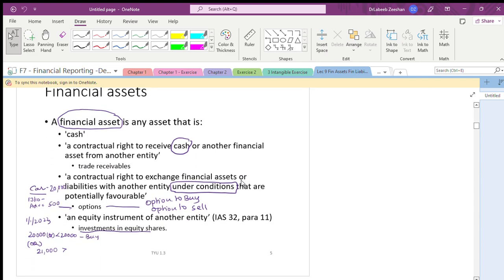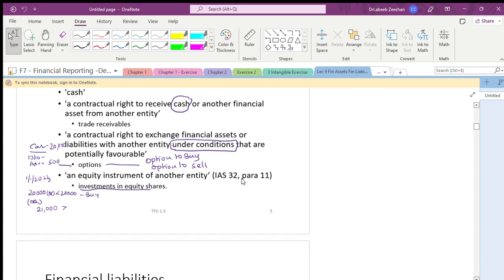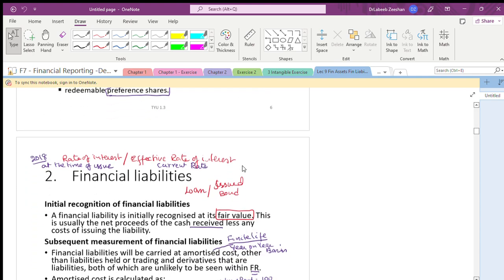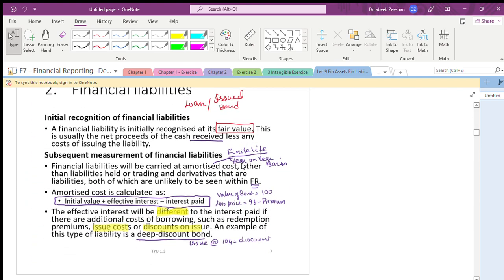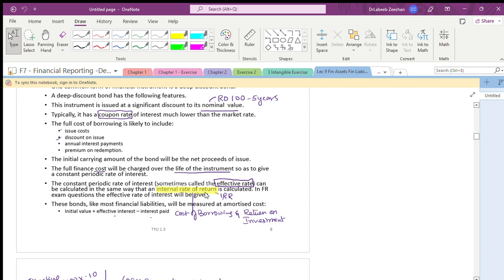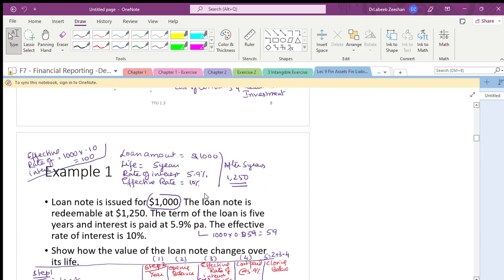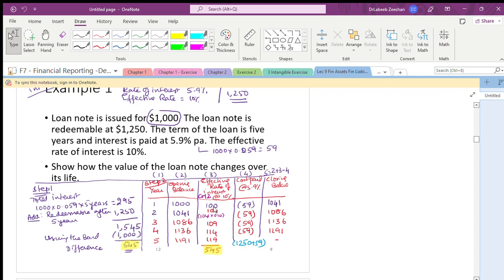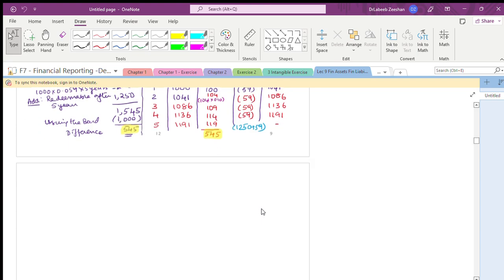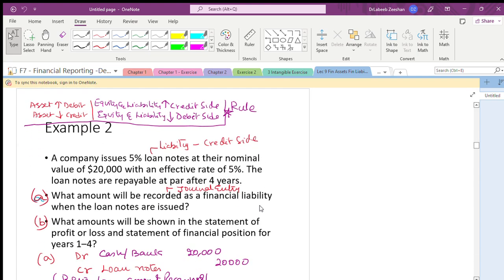What is a financial asset? The definition of financial asset, the definition of financial liability, and how you have to recognize it. Initial value plus effective rate of interest minus interest paid. Deep discount bonds: how you have to calculate the value of the bond. Opening balance, effective rate of interest, interest paid, closing balance. We have done the same thing.